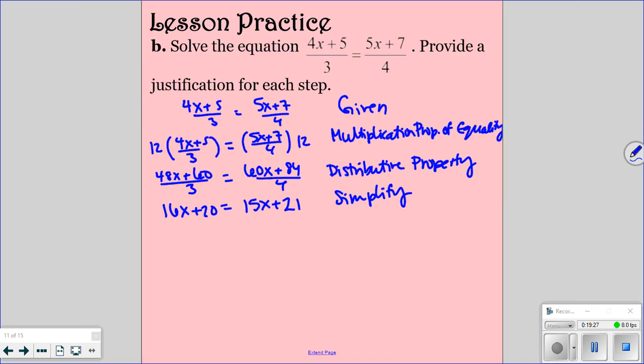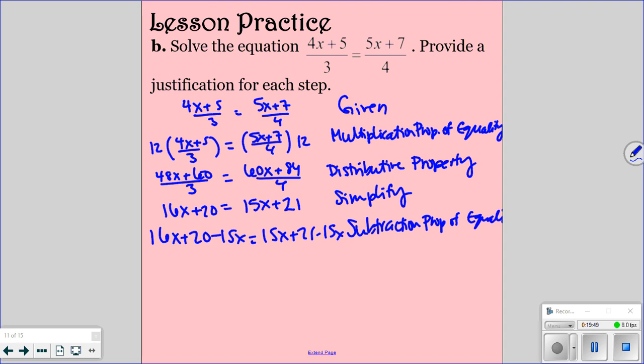Okay? After that, I want my x's on the left side. So I'm going to subtract 15x from both sides. So the subtraction property of equality. And then we're going to simplify. So we'll have x plus 20 equals 21. And then we're going to subtract 20 from both sides of your equation.